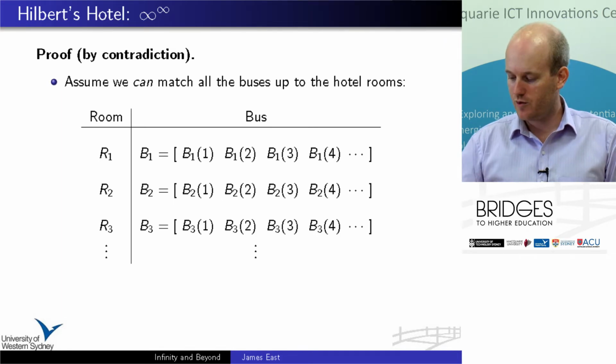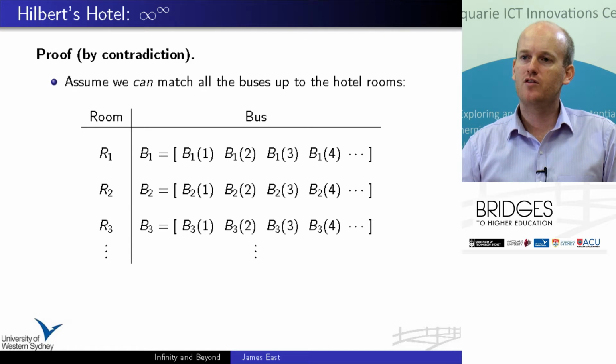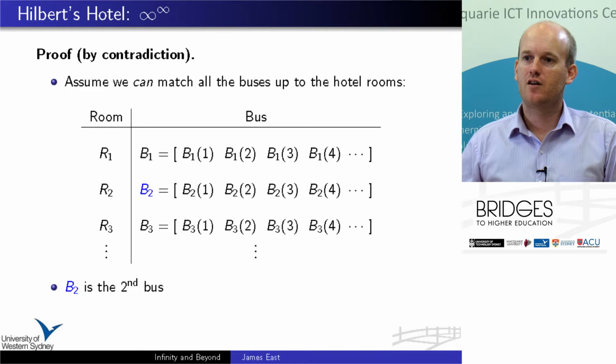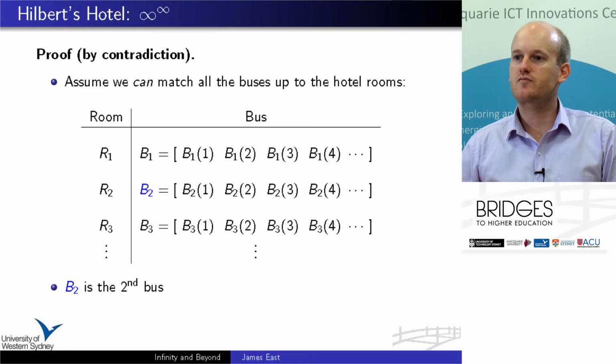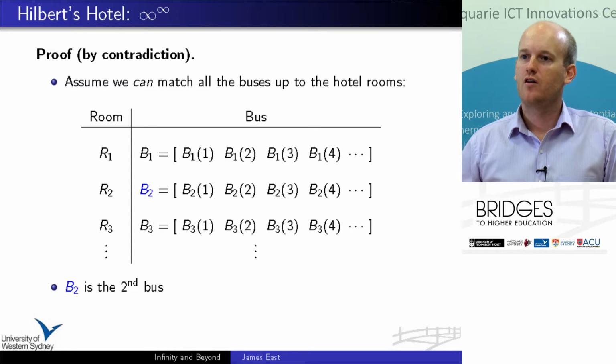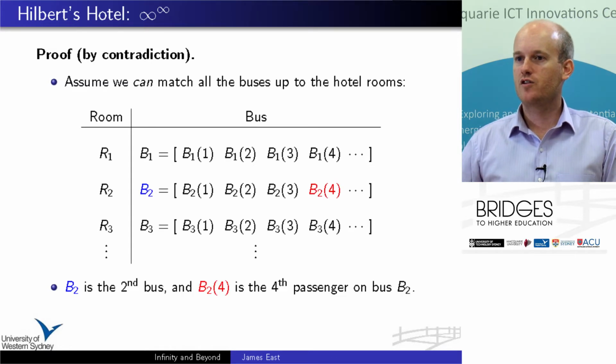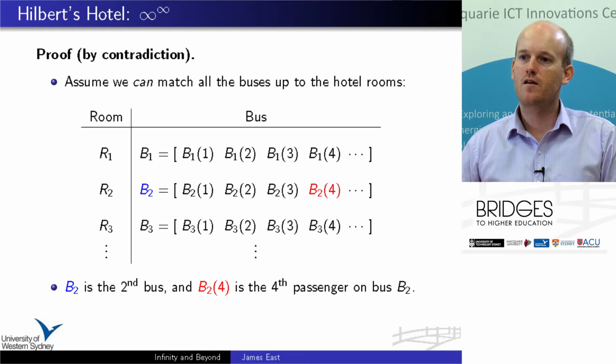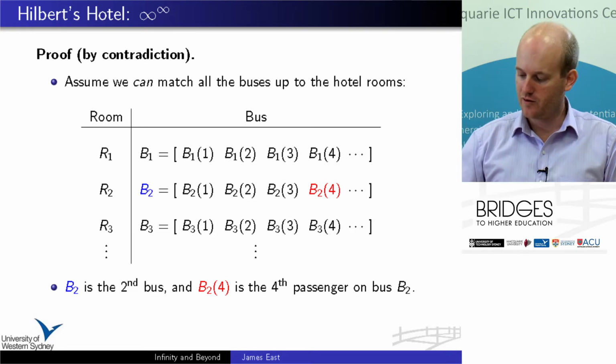All right, now here a bit of notation comes in, and I hope this isn't too scary, but all it's really meant to indicate is that the second bus is called B2. Okay, it's not a banana, it's a bus. And if you look what's inside the brackets, you'll see there's something with a 1, something with a 2, something with a 3, something with a 4. So here, B2 in brackets 4 means the fourth passenger on the bus B2. All right? And what we've assumed is all of the buses are in that list.